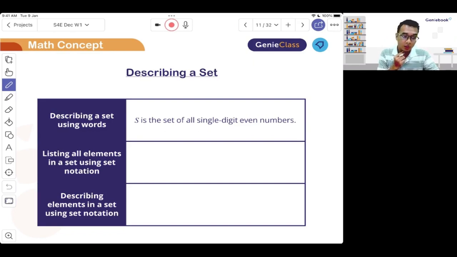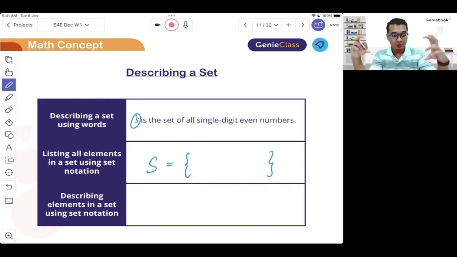Now, alternatively, you can also list the elements in a set using set notation. So S is the set, so I start with capital letter S. One defining thing about set notation is that we always use curly brackets, curly braces. It's just a convention: when we want to list down the elements in a set, we encompass the elements using two curly braces. So, what are single digit even numbers? What is the smallest single digit even number? Is it 2 or is it 0?